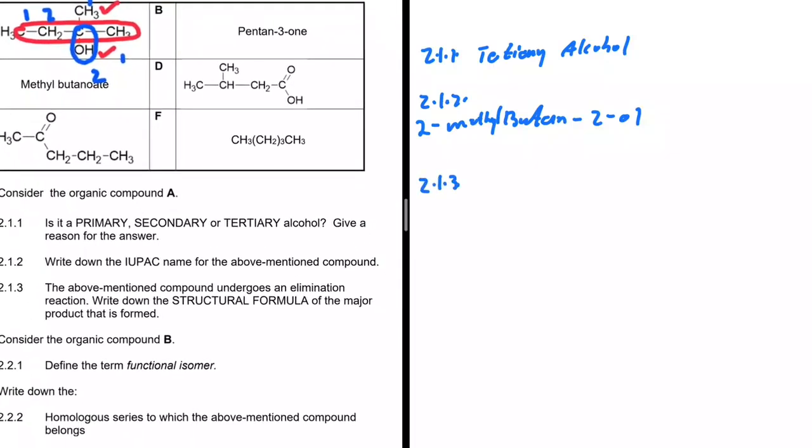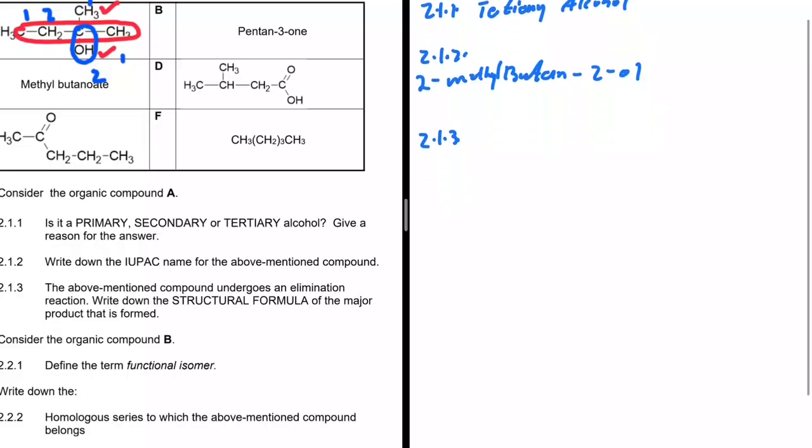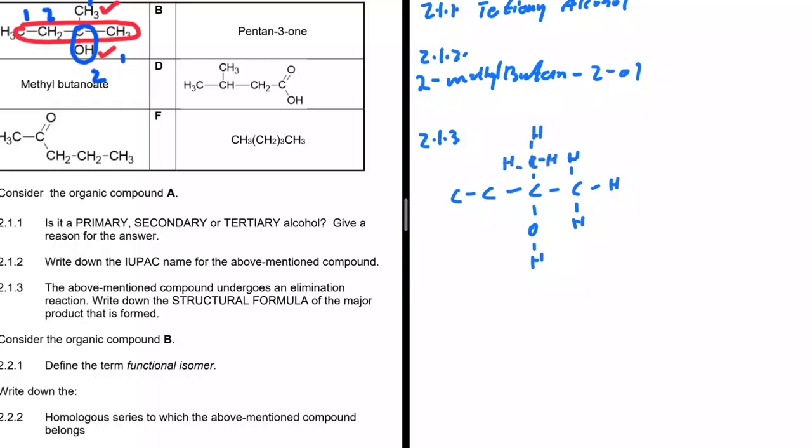2.1.3. The above mentioned compound undergoes an elimination reaction. Write down the structural formula of the product that is formed. Elimination reaction. Let me write that structural formula without condensing it. So this is OH, and then hydrogen. Here we have a branch, so let's put that there. And then elsewhere we have hydrogens.